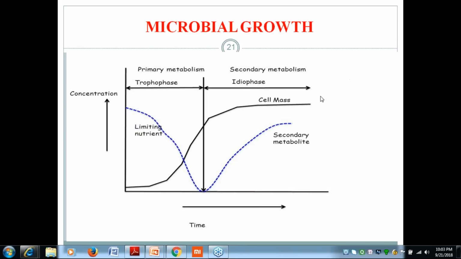Now see, this is the microbial growth. This is a very important aspect as far as fermentation is considered.